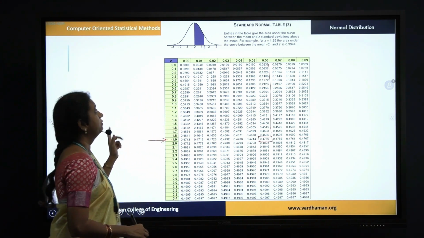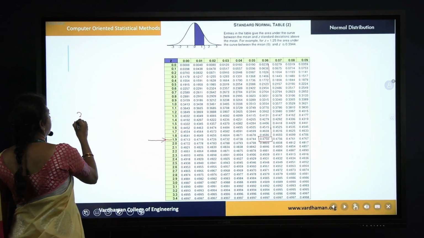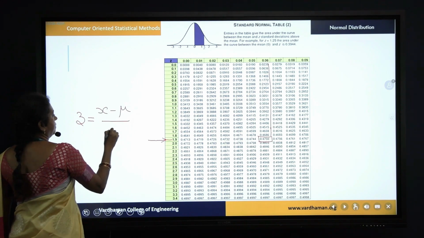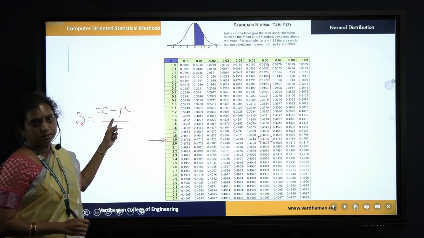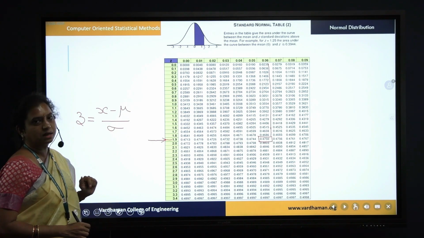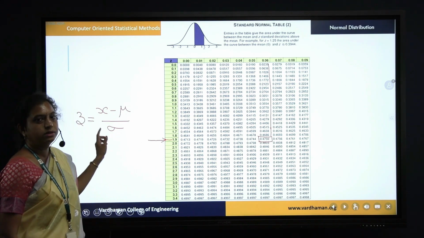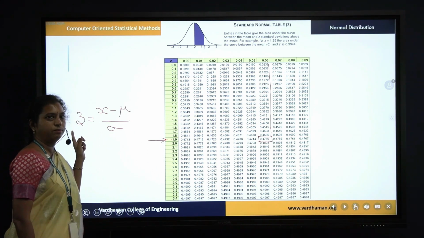So now we have to see how to find out the z value. Already we know we'll find z using x minus mu by sigma, where mu is mean and sigma is standard deviation. Now using these normal tables and z, where z is known as the standard normal variable.